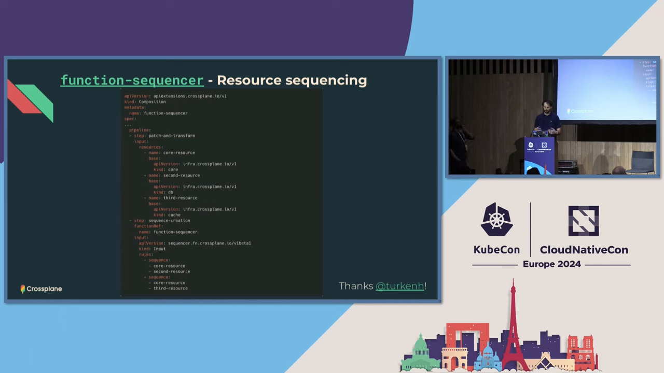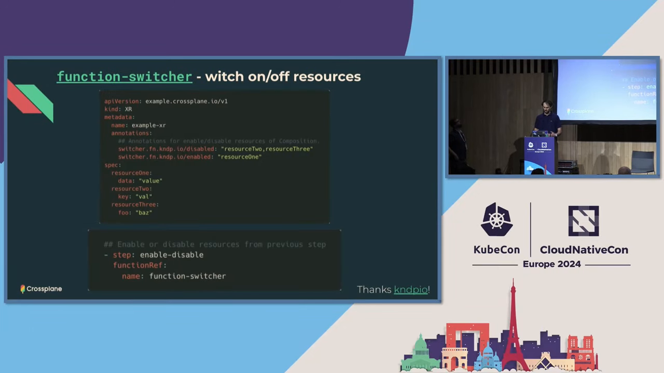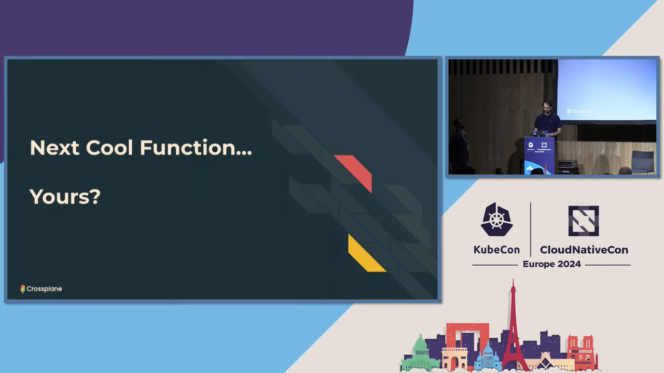So that's definitely useful. And then once again, function sequencer. This one is about defining dependencies between multiple resources. So you can define multiple sequences, as you can see down there in the rules. In this case, for example, second resource and third resource depend on the core resource. And so only once the core resource is ready are the second resource and third resource going to be created. So that's pretty awesome too. Another one, function switcher. This one is about simply exposing some annotations at the composite resource level, and you can filter out or enable or disable resources based on whatever the upstream user is deciding. So that's a nice addition too. And obviously there are a lot of functions to be written, so feel free to reach out on the Crossplane Slack channel and we can definitely help you out. And it's super awesome to see so many contributions from the community.